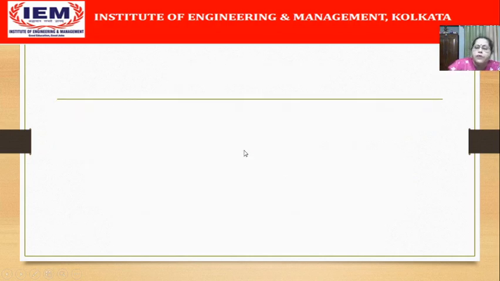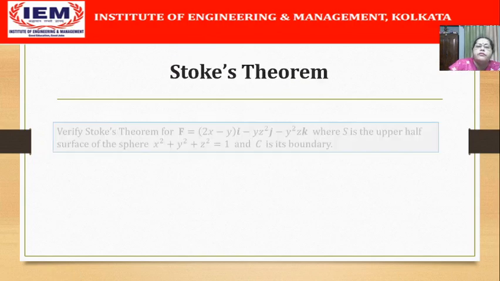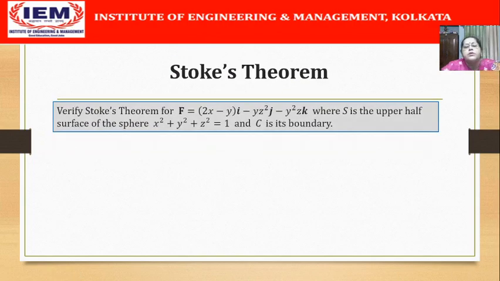Let us move on to another problem where we will now verify Stokes theorem. The question is: verify Stokes theorem for F equal to (2x minus y) i minus yz squared j minus y squared z k, where S is the upper half surface of the sphere x squared plus y squared plus z squared equal to 1 and C is its boundary. So let us first draw the figure.